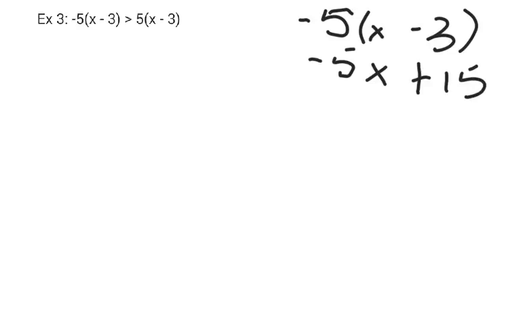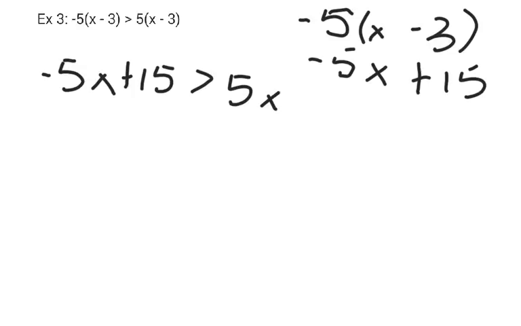Therefore, for the left-hand side, when we simplify, we got negative 5x plus 15. Now we're going to do the exact same thing to the right side. 5 times x gets us 5x. 5 times negative 3 gets me a negative 15 now.